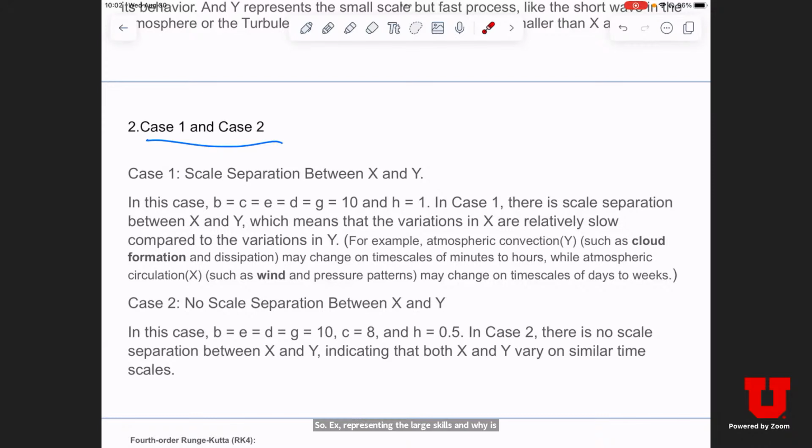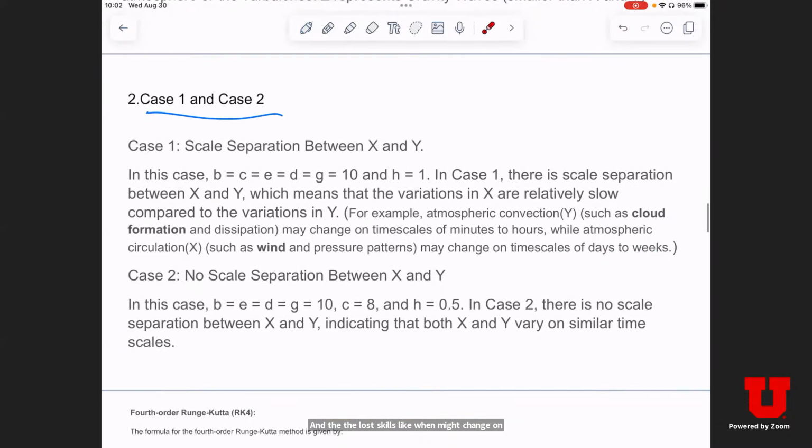Scale separation means that, for example, cloud formations may change on a time scale of minutes to hours, and large scales like wind may change on a time scale of days to weeks. So without scale separation, X and Y can change on the same time scales.